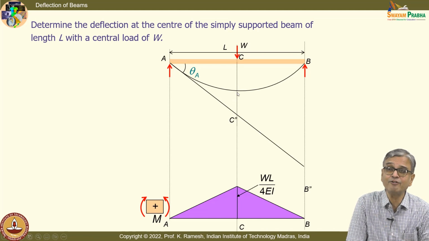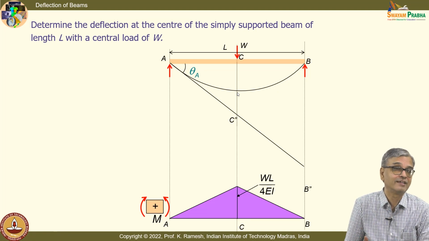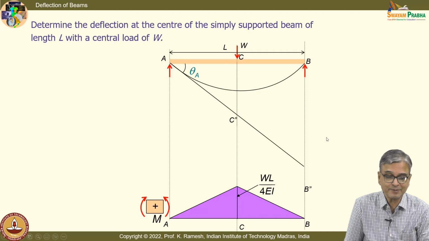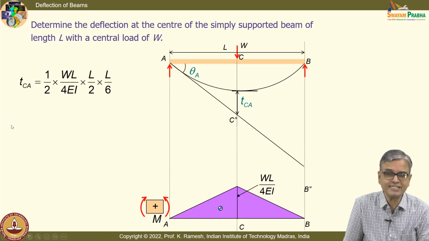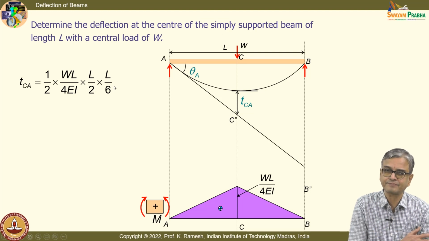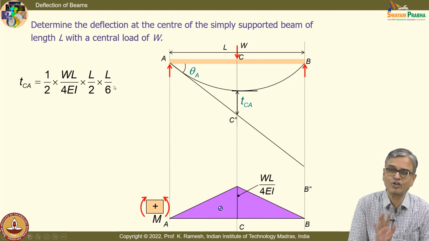So, I have to bring in all the approximations I have made. And I have repeatedly been saying that whenever I do this, I exaggerate. So, when I write the expression, you may not get convinced whether the expressions are correct. Okay. So, I can get only tCA from my moment area method. For that, I need to know the centroid of this cross section, which is very simple. You have this h by 3 from the base. So, I can find out tCA comfortably, 1/2 of WL by 4EI into L by 2 into L by 6. Is the idea clear? That I can easily find out.